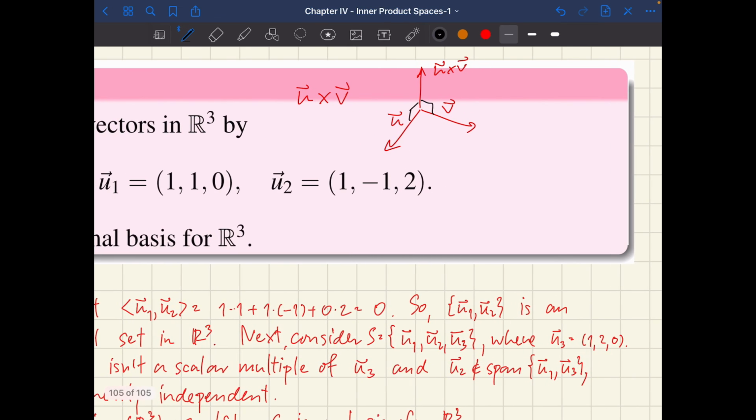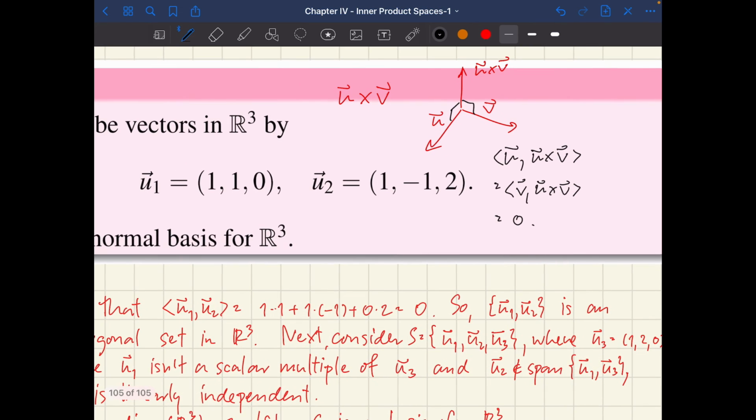What does it mean? It means that the inner product of u and u cross v, and the inner product of v and u cross v, are equal to 0. So from this question, if you let u3 be u1 cross u2, and you normalize it, you will obtain the orthonormal basis also.